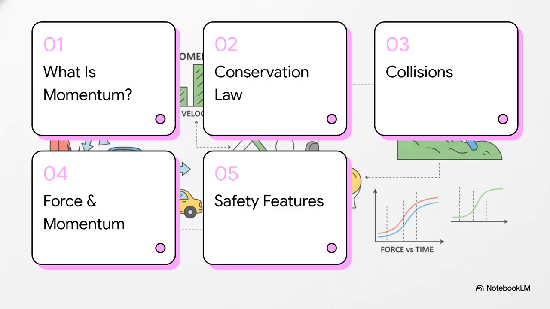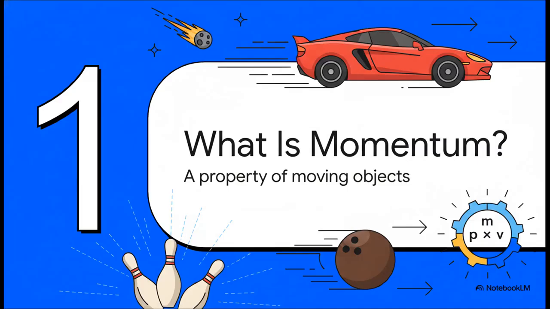So here's our game plan for this explainer. We're going to build this up step by step. First, we'll nail down what momentum actually is. Then, we'll look at the golden rule that governs it, the law of conservation. We'll see that law in action in collisions, link it all up to the idea of force, and then, finally, we'll have all the tools we need to answer that big question about how seatbelts and other safety features work. All right, let's jump right in.